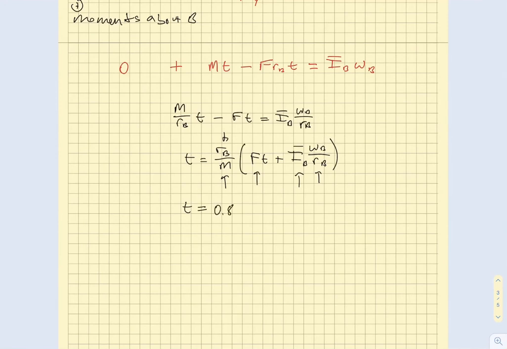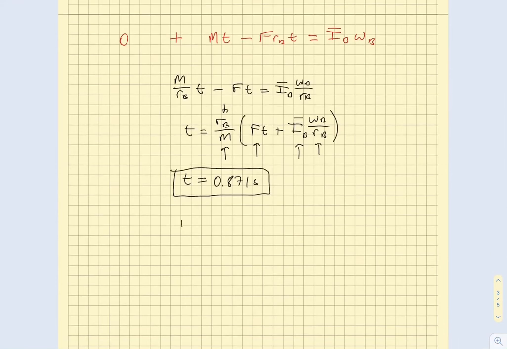And so we know the Ft, which we had found from before, is 40.2 Newton seconds. We know what I bar B is here. We know what omega B and RB are. We know RB and the moment. That means we can plug in all of our values and get that our time is equal to 0.871 seconds. So that's the answer for the first part.